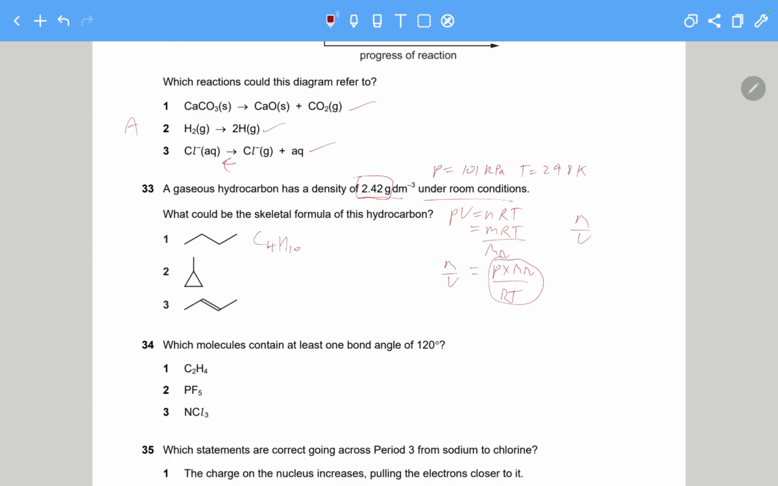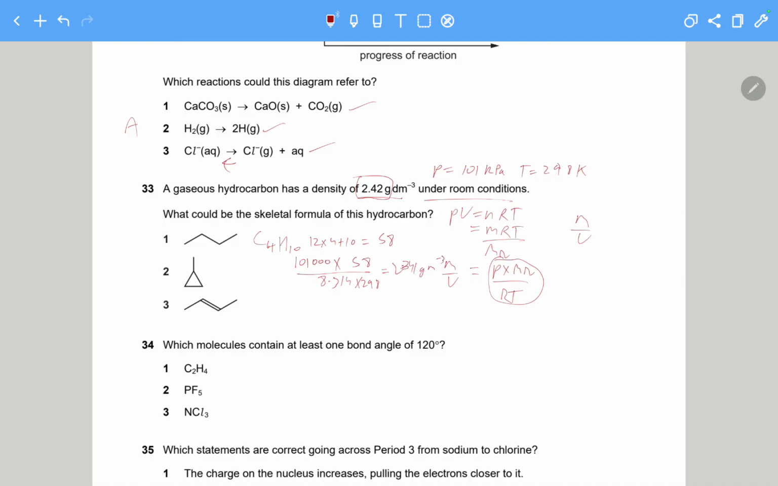And the Mr will be 12 into 4 plus 10, which is 58. And then we calculate the density, which will be pressure times Mr. Pressure is 101,123 into 58, and we divide this by 8.314 into 298. And this gives us 2341 gram per meter cube.